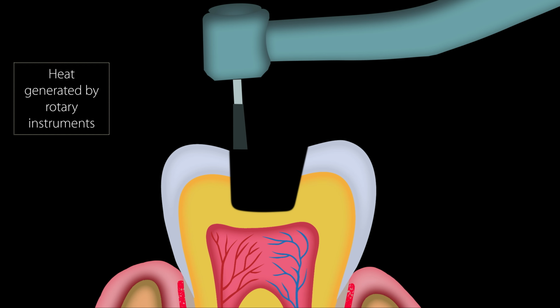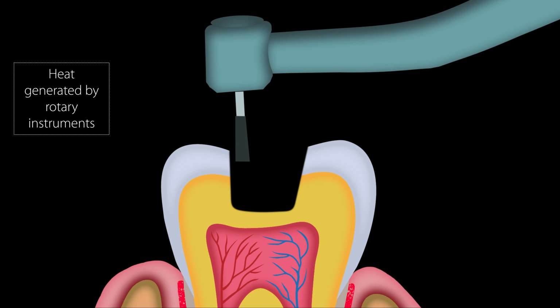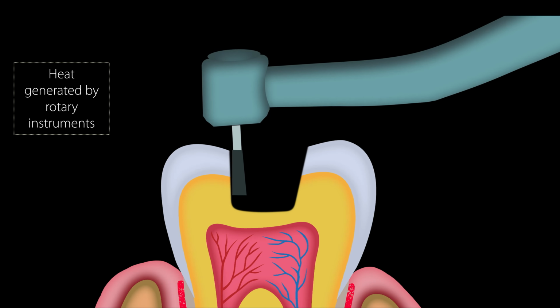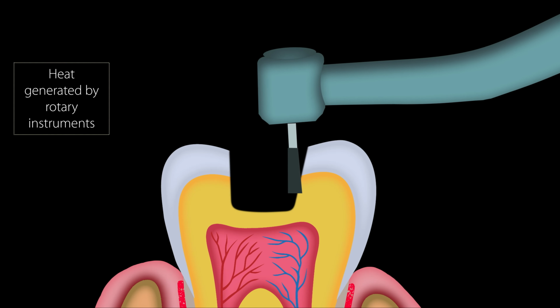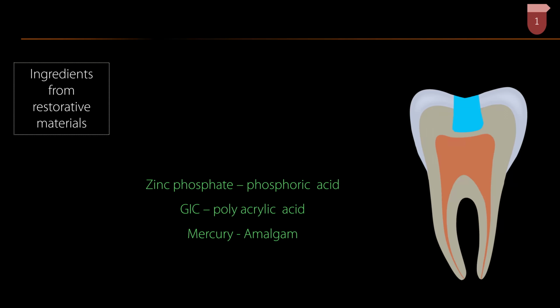First is the heat generated by the rotary instruments. While using the airotor, we may use the water coolant. It may provide some form of protection and the heat generated may be very less. Still, if there is insufficient flow of water coolant, or if you are using a micromotor handpiece which doesn't have a water coolant, in those situations the heat may cause damage to the dental pulp.